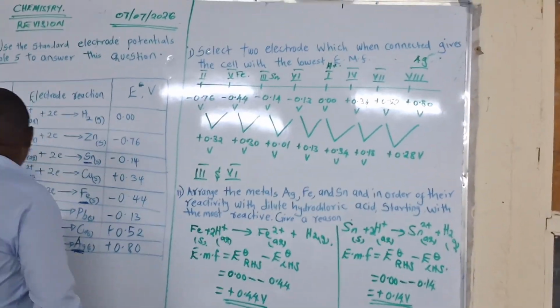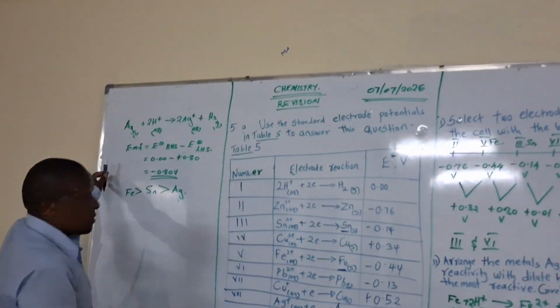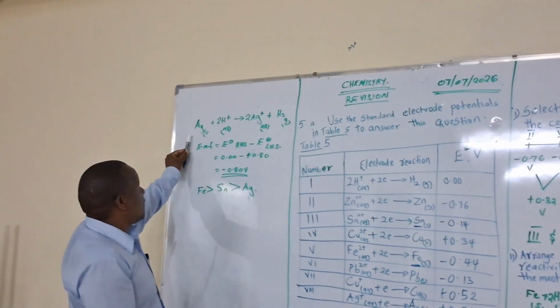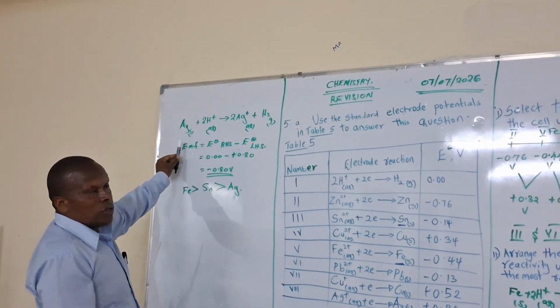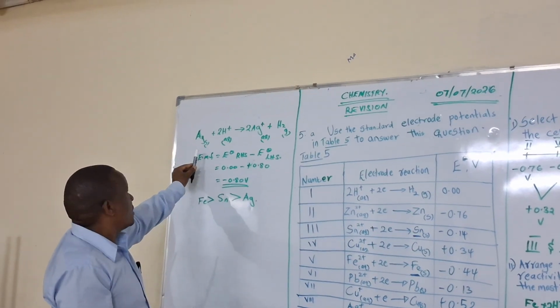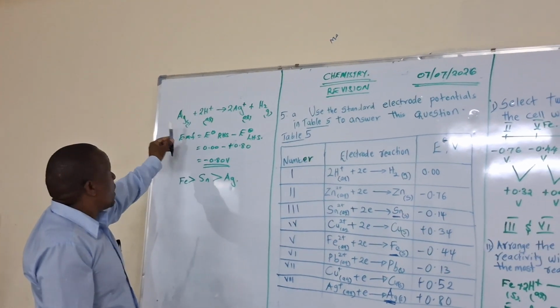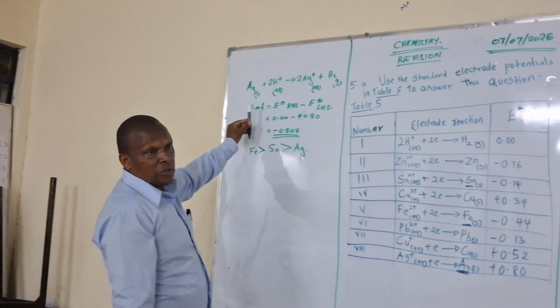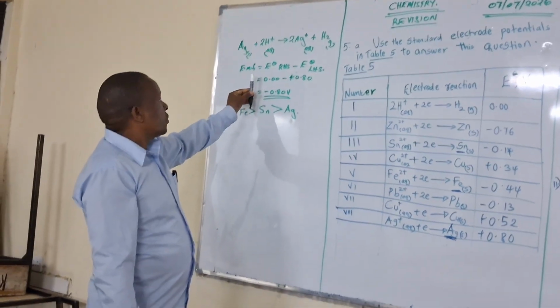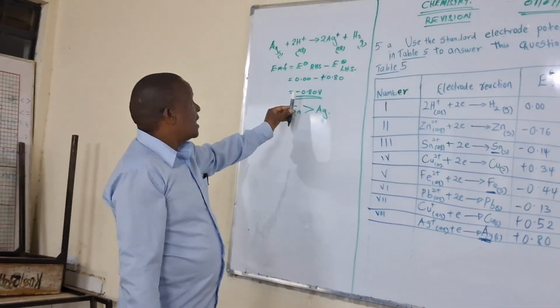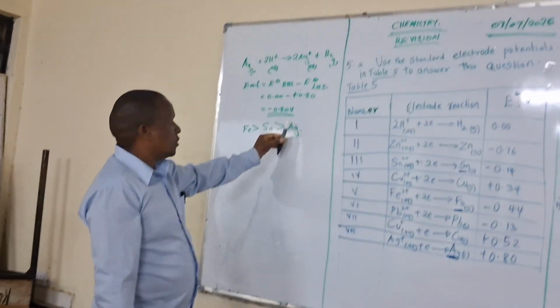And lastly, the EMF produced when silver and hydrogen ions react. Silver is on the left hand side, where we have oxidation taking place, so silver undergoes oxidation and hydrogen undergoes reduction. When you calculate the EMF, you get negative 0.80 volts.